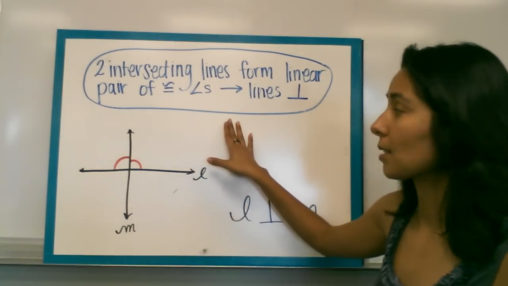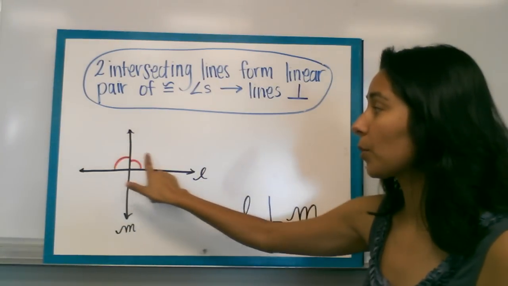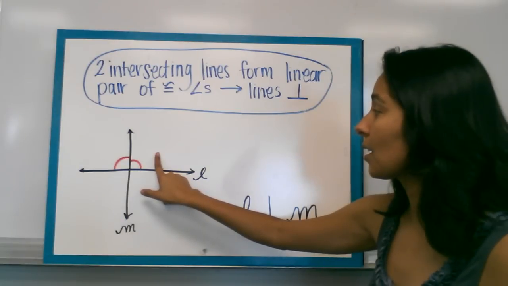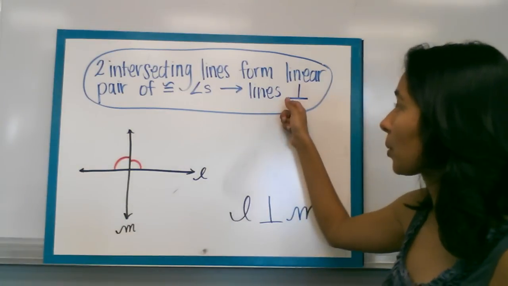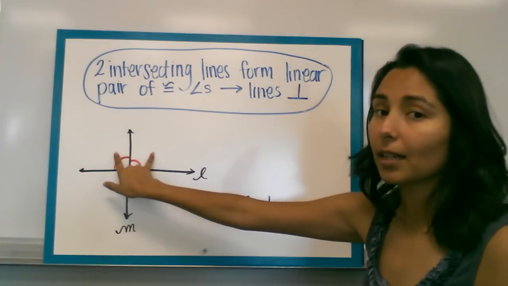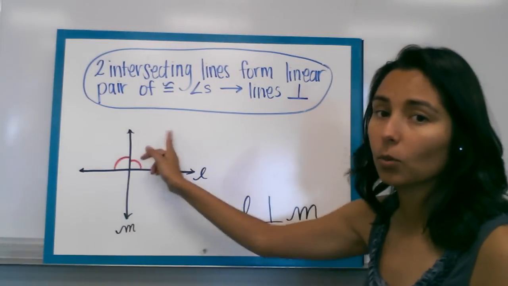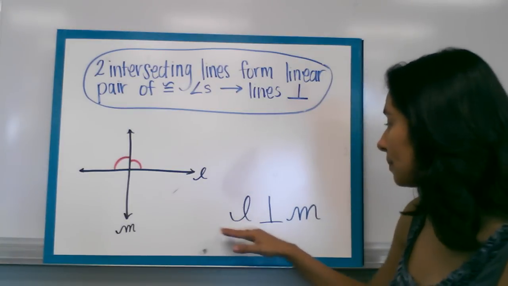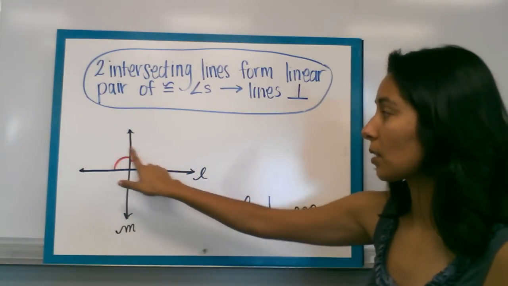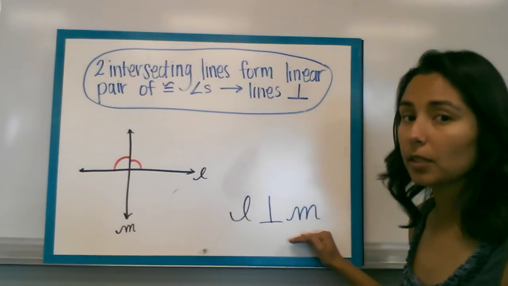What it means is if I have two lines that cross and both of these angles are the same, or congruent, then that means that they're going to be perpendicular because they have to be 90 degrees. They're exactly the same, so it's going to be 90. Any sort of variation is going to make one smaller than the other. So if I have two lines that cross and both of those angles are the same, then L and M are perpendicular.